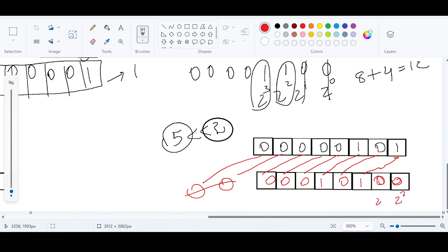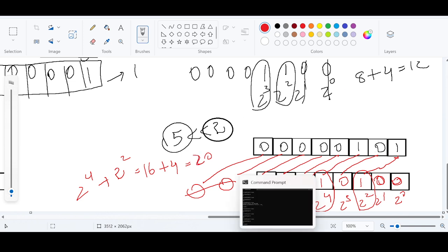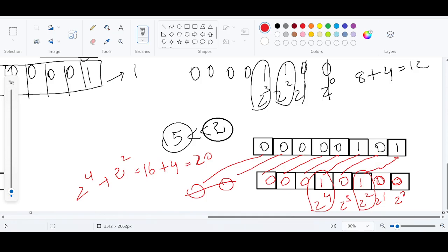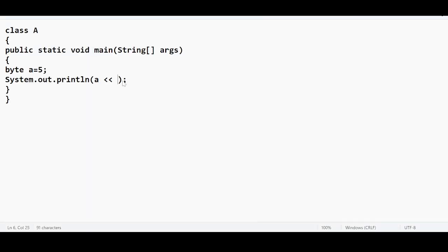Two to the power of 0, 2 to the power of 1, 2 to the power of 2, 2 to the power of 3, 2 to the power of 4. Just consider the 1 bit powers. You have 2 to the power of 4 plus 2 to the power of 2. 2 to the power of 4 makes 16, plus 2 to the power of 2 makes 4. That is 20. Right? 20 is the answer. Now you find for left shift 3.